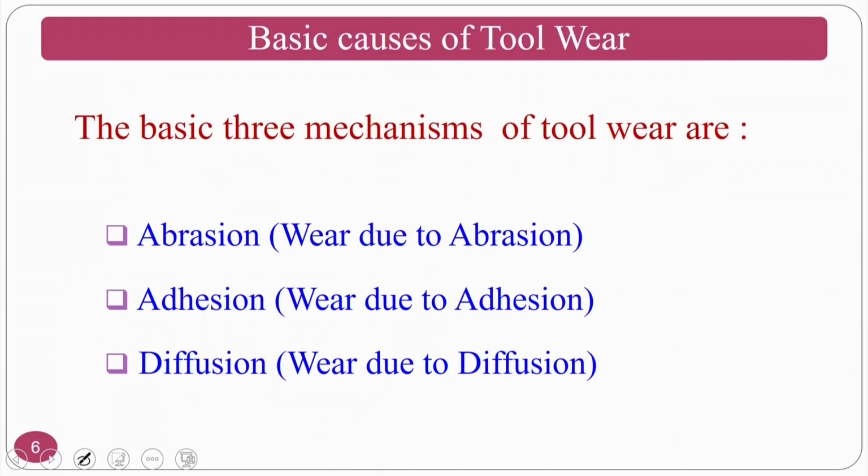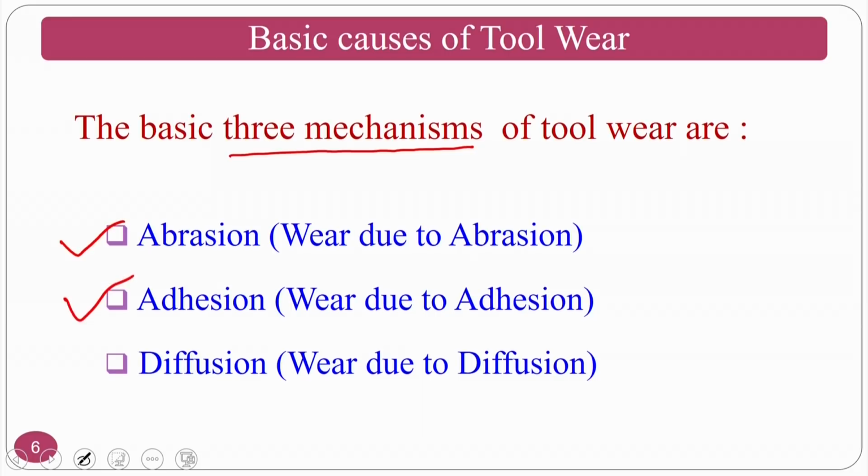There are three basic mechanisms, or causes, by which tool wear takes place in machining. Whenever there is a research paper on the machining process, people talk about different wears, and whenever you have a different wear, you should talk about the physics behind it and how the process takes place. These are the mechanisms explained in textbooks and research papers. The first is abrasion, the second is adhesion, and the third is diffusion.